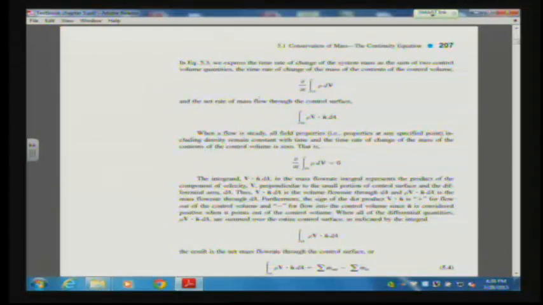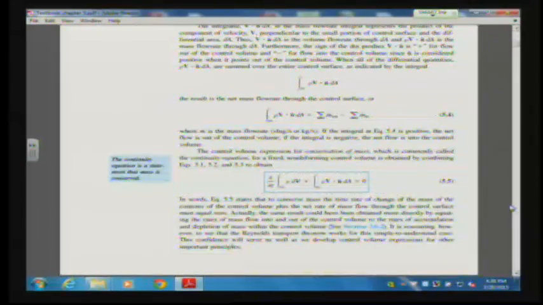All right, so what we have here, we're going to reduce this pretty quickly to a fairly simple set of equations. But basically, after we go through this little derivation, what we can see is that we have the time rate of change of rho V of the control volume plus the integral of rho V·n dA going through the control surface is equal to 0.